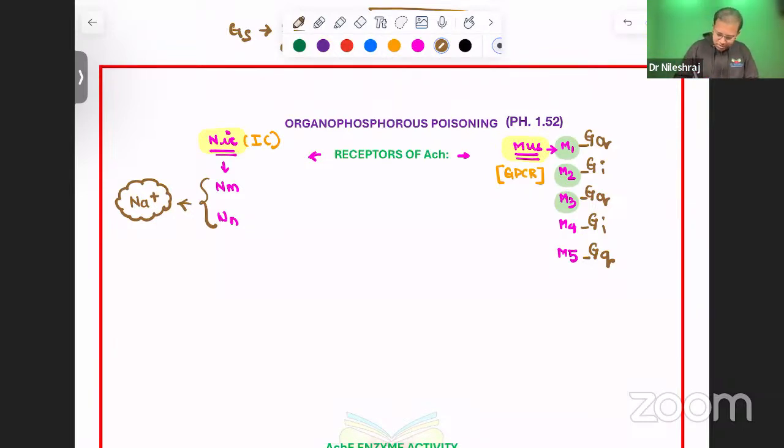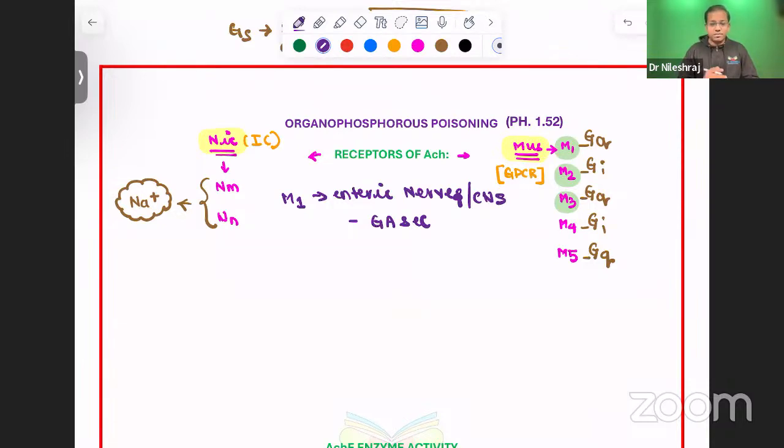Let's first talk about the first receptor, which is M1 receptors. This M1 receptor is there in the enteric nerves. It is there in the enteric neurons, which means it is going to be involved in gastric acid secretion. It is also there in the central nervous system, CNS, primarily responsible for some concepts called Alzheimer's disease. We'll discuss that later again, don't worry.